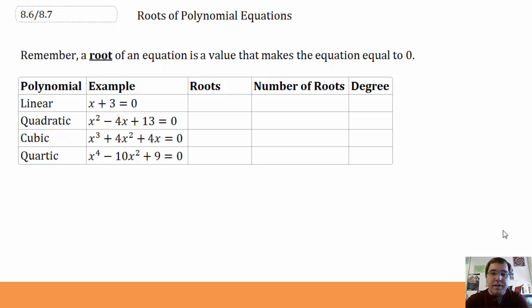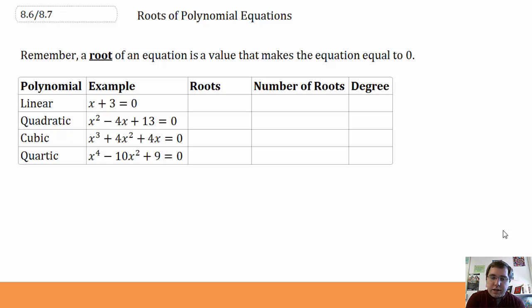This is sections 8.6 and 8.7 of Honors Algebra 2, Roots of Polynomial Equations. Remember, a root of an equation is a value that makes the equation equal to 0. So in this case, numbers that I would plug in for x that would make the equation equal to 0. I've given you 4 different types of polynomial equations here, an example of each one, and we know how to solve all 4 of these examples.